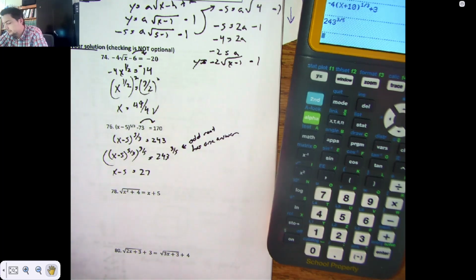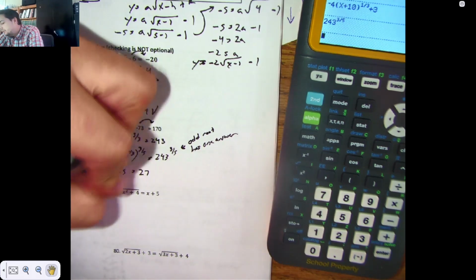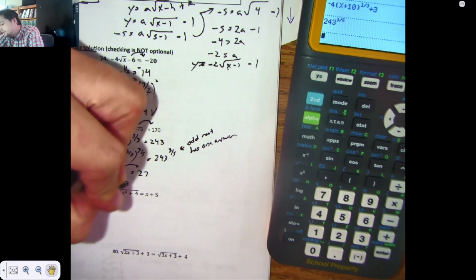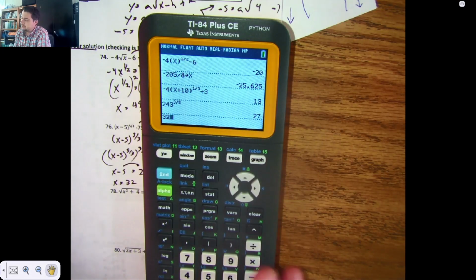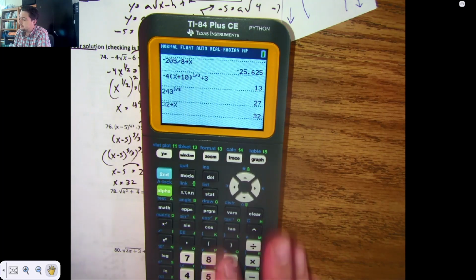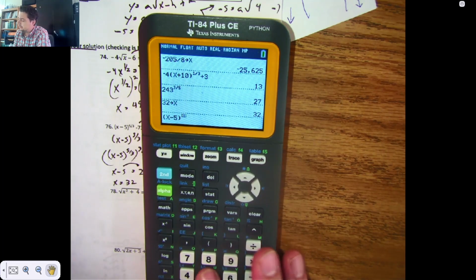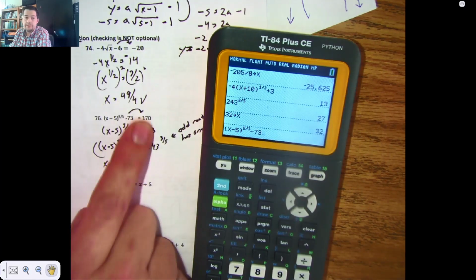I haven't actually used a root yet. I've been squaring, and I haven't done a root. I'm going to add 5 to both sides, and my x value is 32. And again, I check. Take 32, store it to x, type in the original equation. It doesn't take that long to check your work. And what I hope I get back is 170.